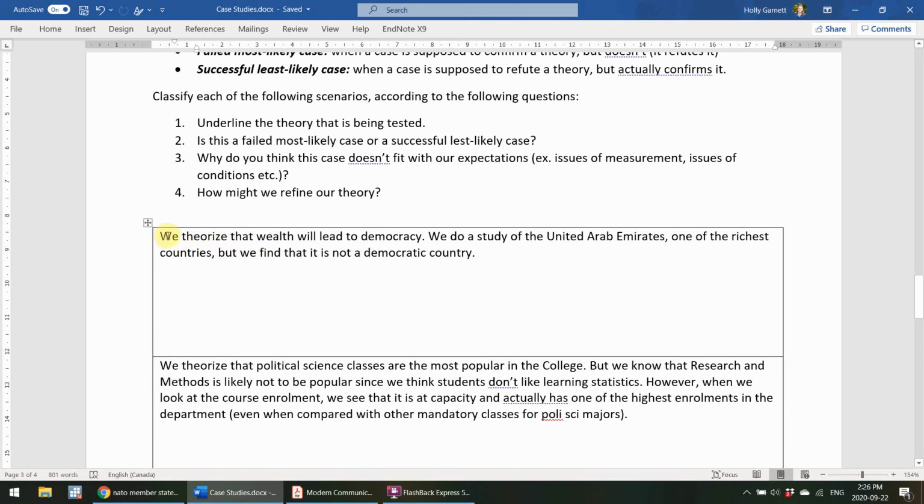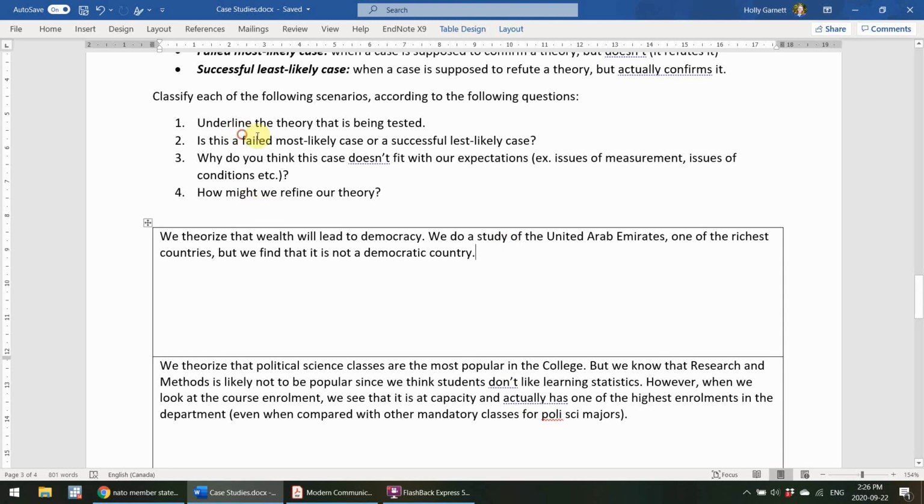The first one: we theorize that wealth will lead to democracy. So what is the theory being tested here? Well, it's this theory that if you're richer, you're more likely to be democratic. And we've looked at this before, so we have a good sense of that theory. So we do a study of the United Arab Emirates, one of the richest countries in the world, but we find that the country is not democratic.